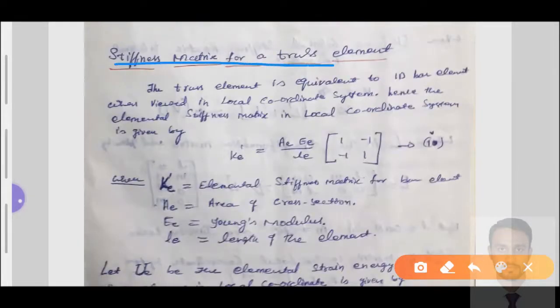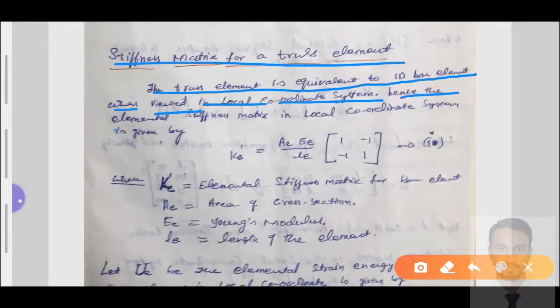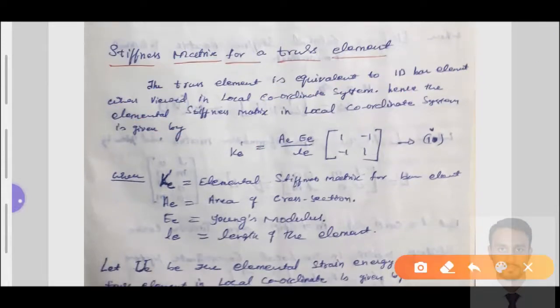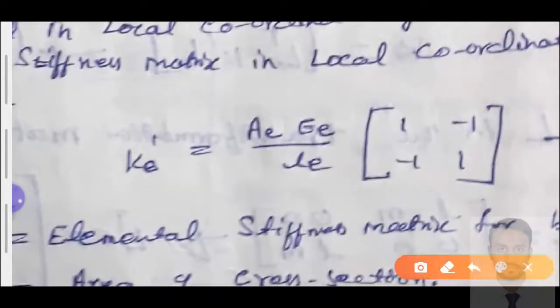How will we find the elemental stiffness matrix with the help of that previous concept? Very important. The elemental stiffness matrix is equivalent to the one dimensional element when viewed in a local coordinate system. Hence the elemental stiffness matrix in a local coordinate system becomes k dash, and in a global coordinate system it is without dash. With dash, we say local coordinate system; without dash, we say global coordinate system.